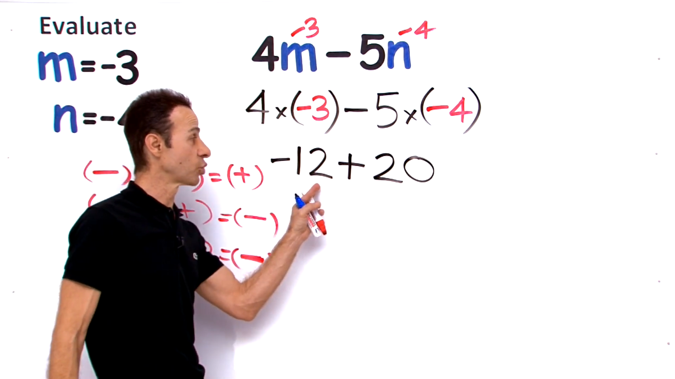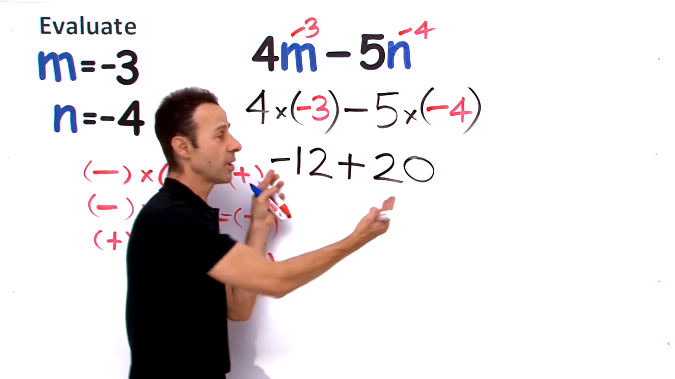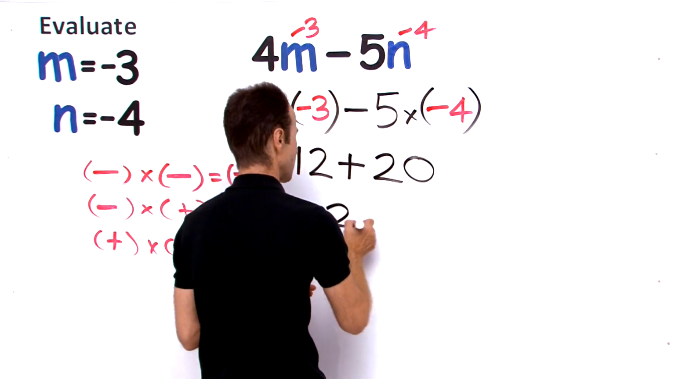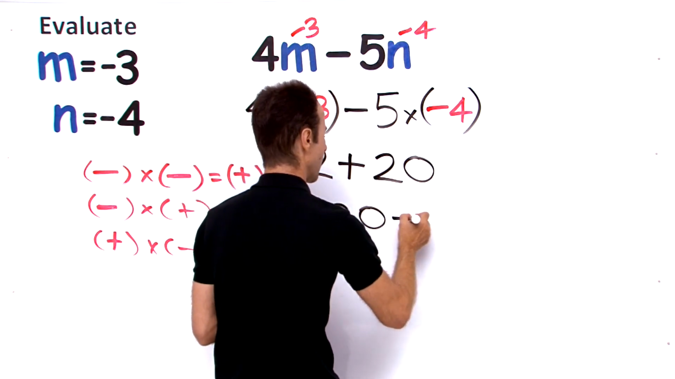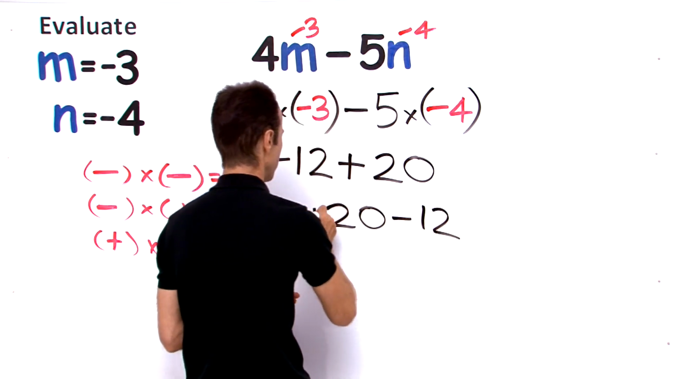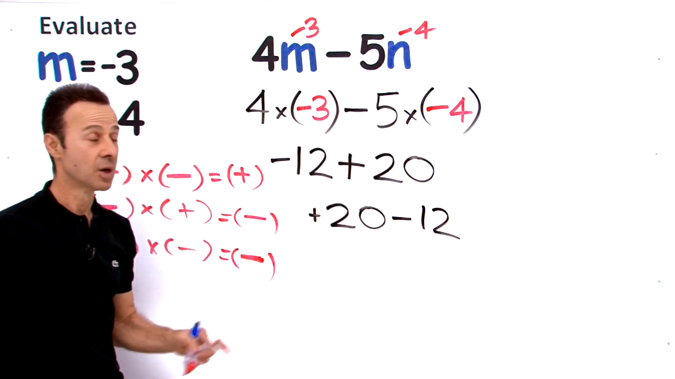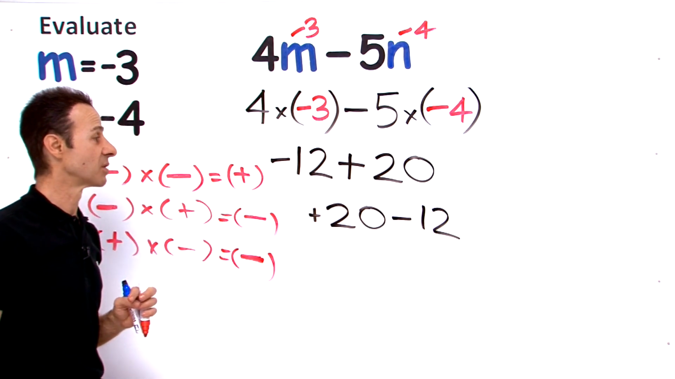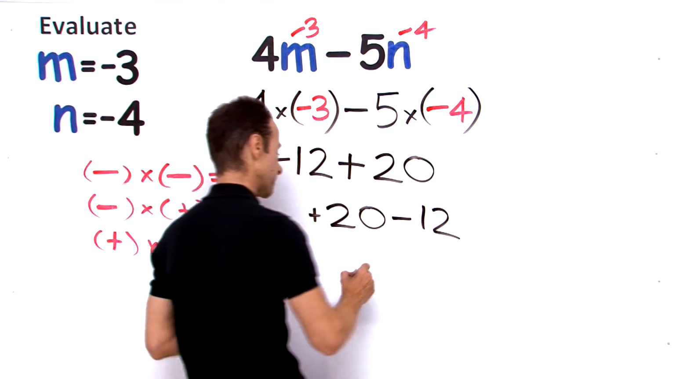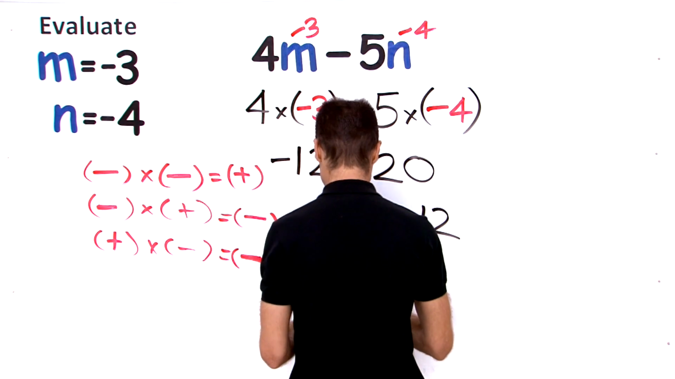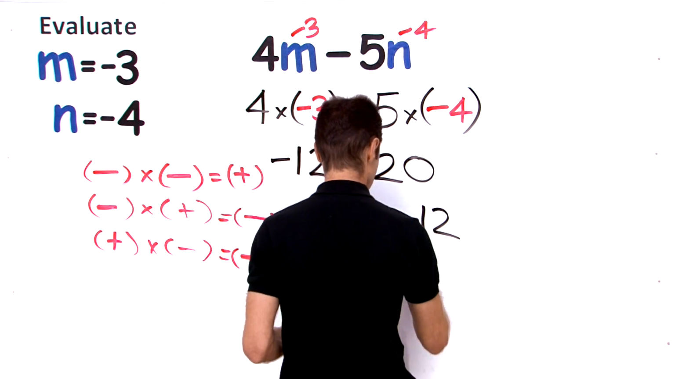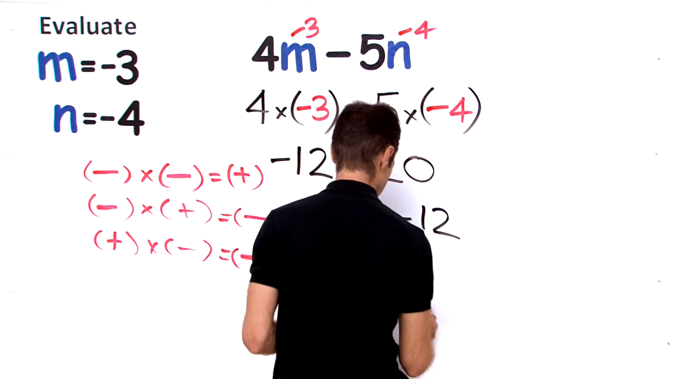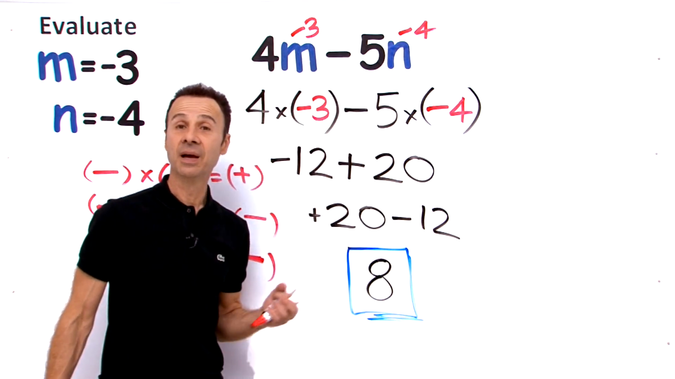Now -12 plus 20, if I rearrange them like this, it's the same thing. 20 minus 12, or plus 20 minus 12, it's the same thing. 20 minus 12, what does that give us? 20 minus 12 is 8. And there's your answer.